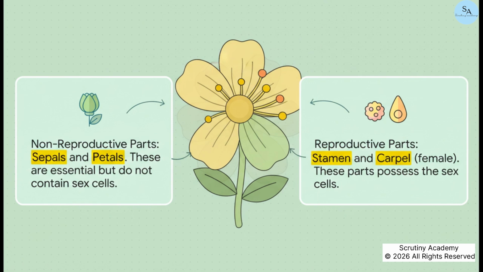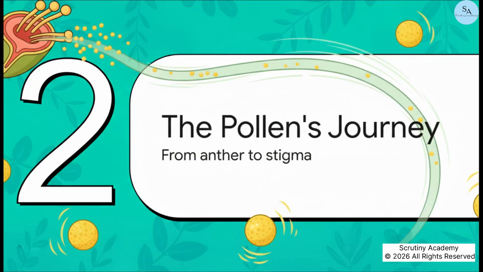The non-reproductive parts are like the support crew. The sepals protect the young bud, and the petals are there to attract pollinators. But the real business happens with the reproductive parts. The stamen, which produces the male cells in the pollen, and the carpel, which contains the female cell inside the ovules. All right, so we know who the players are.